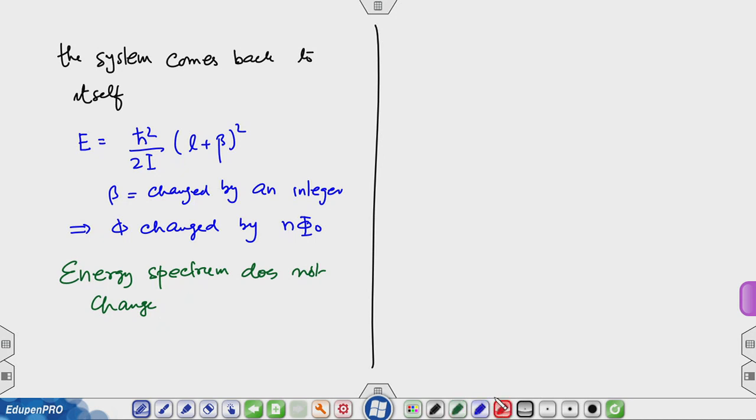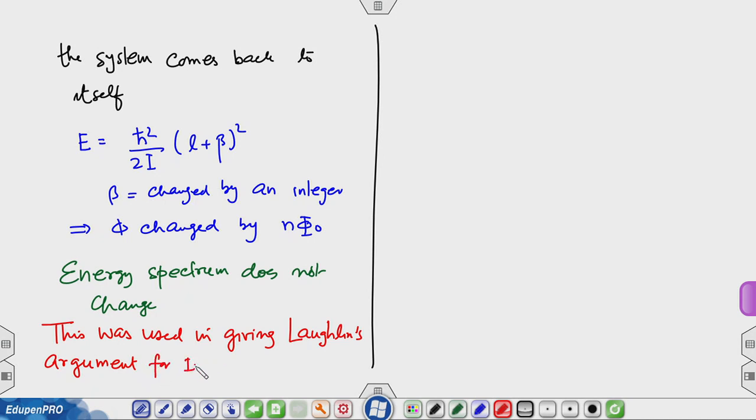And if you recall, this was used in giving Laughlin's argument for integer quantum Hall effect. So, that is the importance of this problem. There are two parts of the problem left, which I will give as the assignment problem.